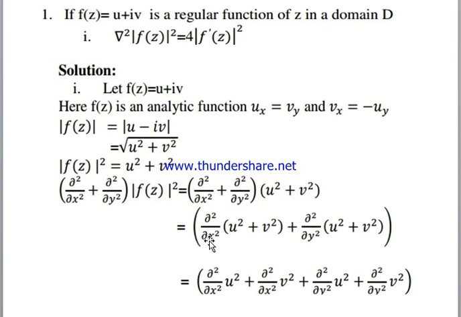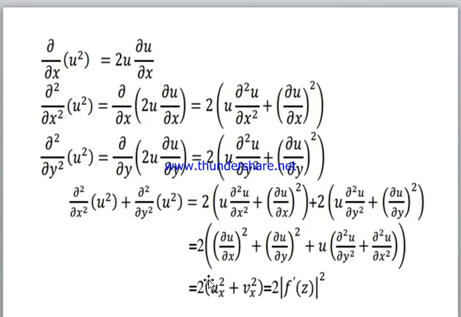You can substitute it: dou square by dou x square of u square plus v square plus dou square by dou y square of u square plus v square. So that is dou square by dou x square of u square plus dou square by dou x square of v square plus dou square by dou y square of u square plus dou square by dou y square of v square. We can find each separately and substitute it. Going to the next one, dou by dou x of u square.